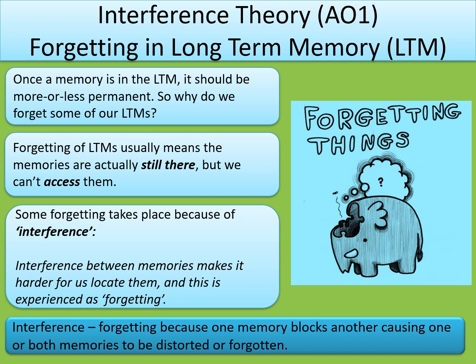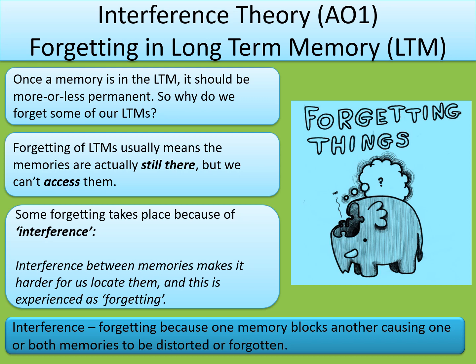If you remember about the capacity of long-term memory, potentially your memory could be forever. And when we talk about forgetting, what we're saying is that the memory is still there, but we just can't access it. So some forgetting takes place because of interference. If something is interfering, it is getting in the way, isn't it? So something is blocking your long-term memory, which means that temporarily you can't recall it.